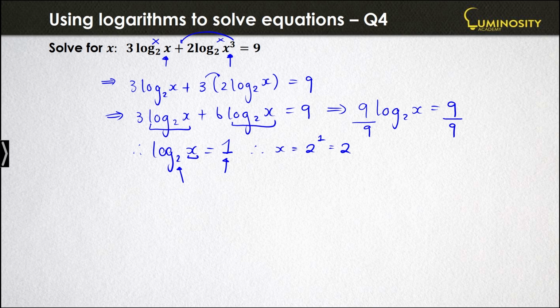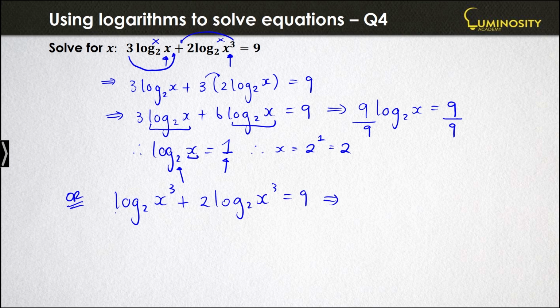Alternatively, we could have solved it this way. I could have used the power rule in reverse here and brought this 3 to the exponent of the x. So alternatively, I could have had log base 2 of x cubed plus 2 log base 2 of x cubed equals 9. Now I have log base 2 of x cubed and log base 2 of x cubed, like terms, and I have 1 plus 2 amounts. So I have 3 amounts of log base 2 of x cubed equals 9.